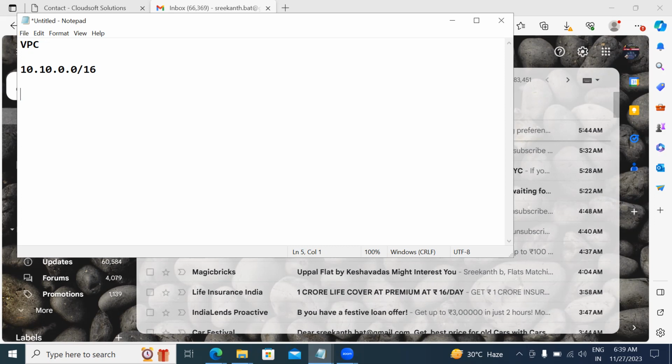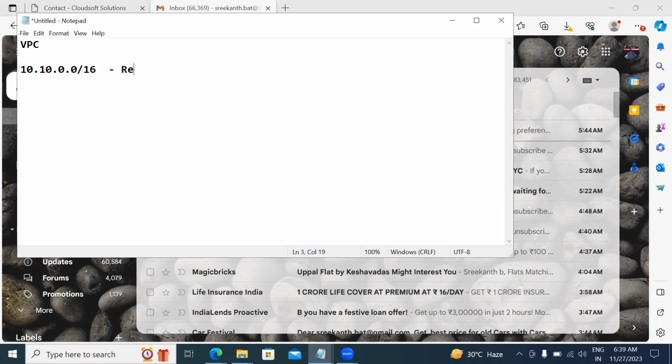Okay. So 10 or 172 or 192. We need to choose only one of those. That is the reason we are going to select those. So 10 is also in the reserved range of private IPs. That is the purpose we have chosen it. Okay. So once you divide this VPC, what is the scope of the VPC?